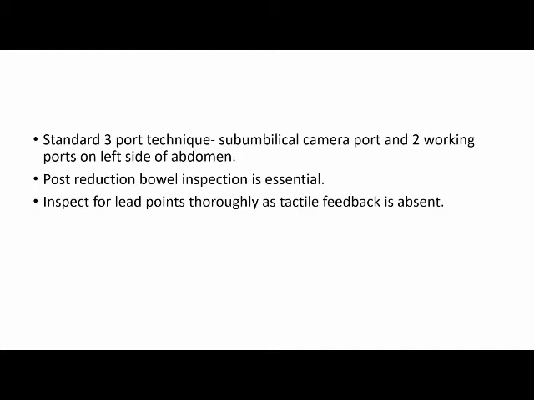The same can be done via laparoscopy also. There we use a standard 3-port technique, a subumbilical camera port and 2 working ports on the left side of the abdomen pointed towards the head of the intussusception. With a bowel grasper, you can give proximal traction, and with another bowel grasper, you can try milking the bowel. Post-reduction inspection of the bowel is essential even in laparoscopy to identify any tears and also to assess the viability.